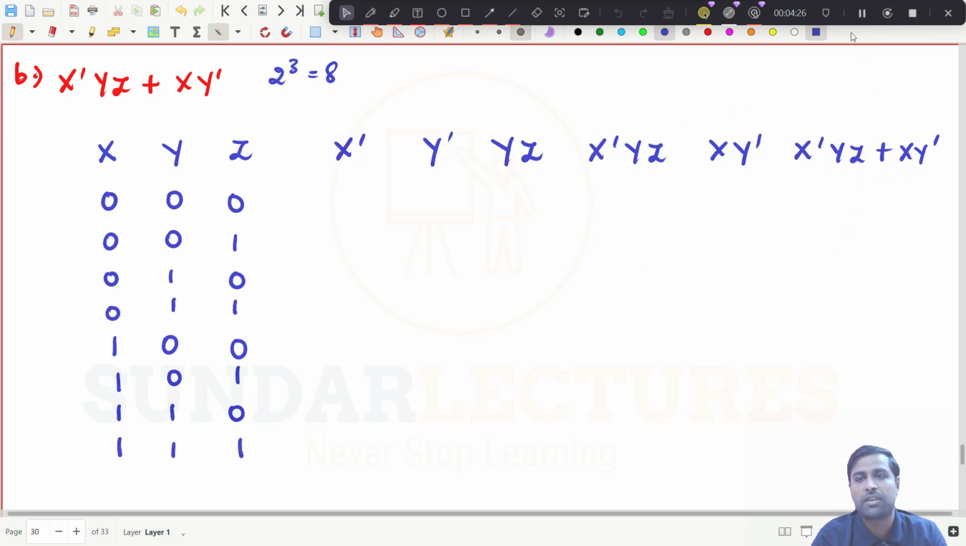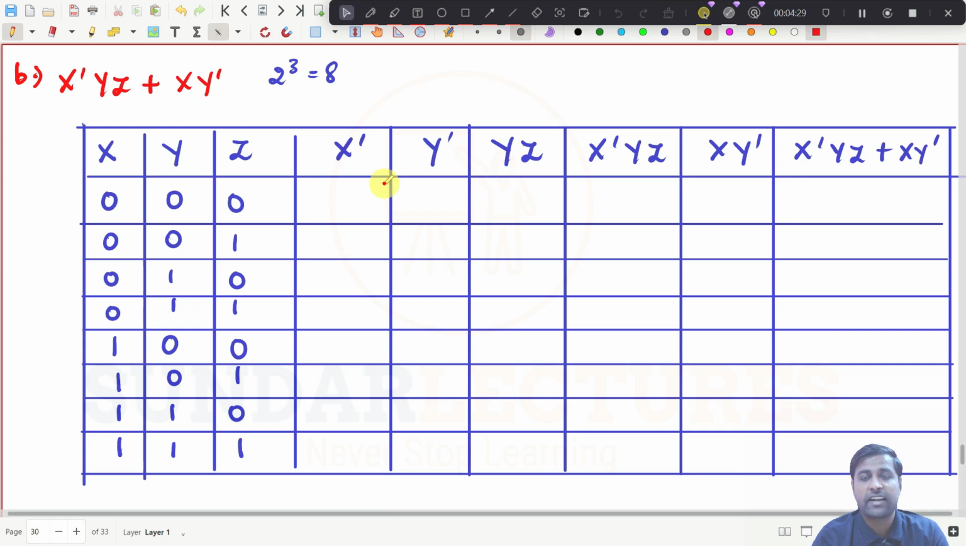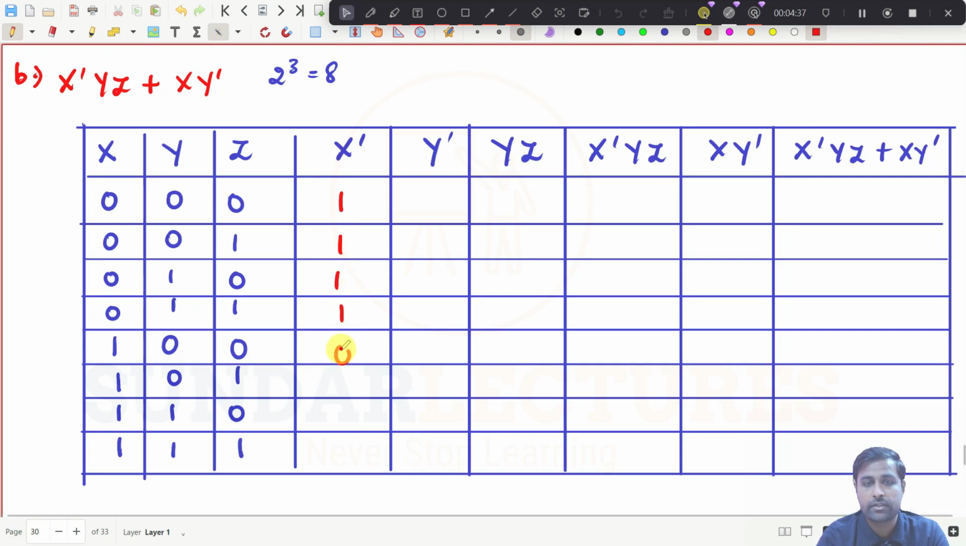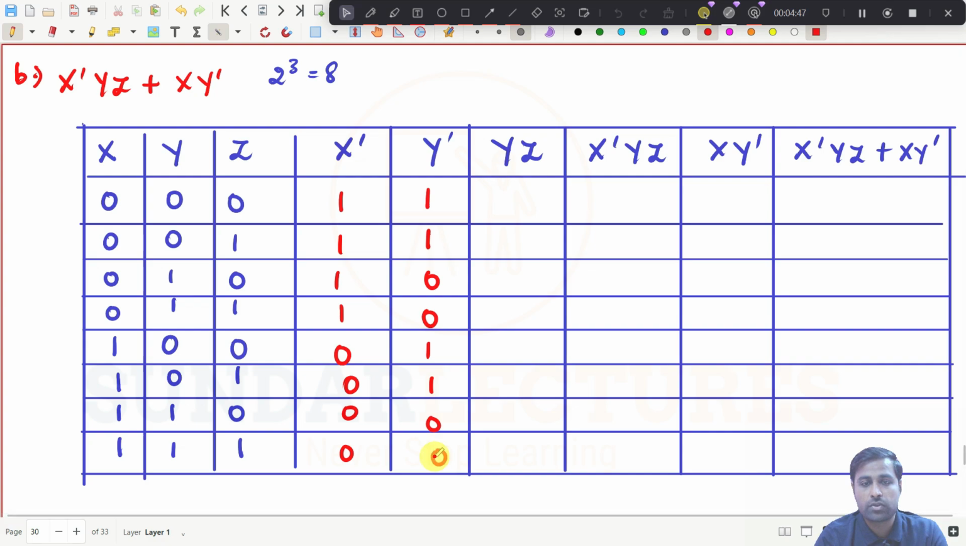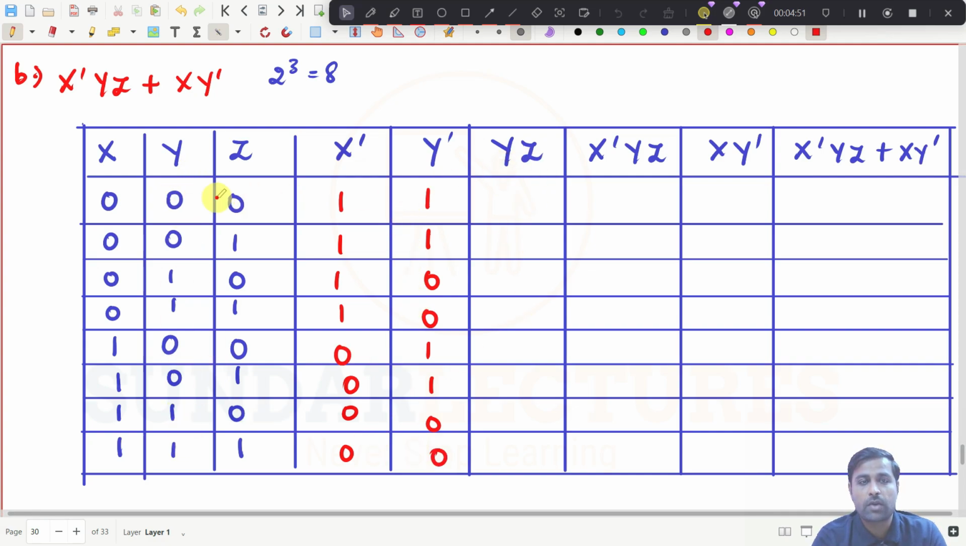So I will put the tabulation. You see here, I have just done this. So x dash, what you will get for x dash, the opposite of this one. So it will be 1, 1, 1, 1, 0, 0, 0, and then this will be 0. And y dash, it will be opposite to this one. So it will be 1, 1, 0, 0, 1, 1, 0, 0. Just opposite of this one, complement. And you have to multiply y z. You have to multiply these two.